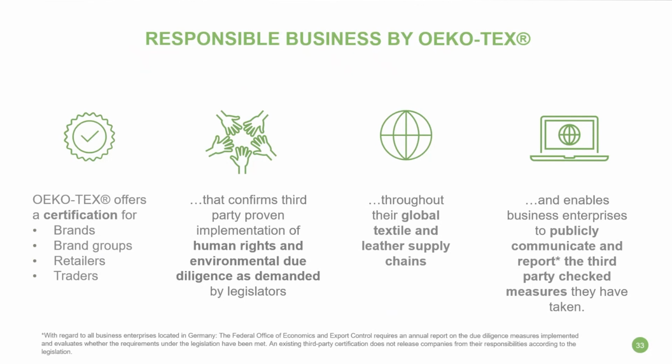So what we are doing at OEKO-TEX is we are offering a certification for brands, brand groups, retailers, and traders for Standard 100, and I think also leather, that confirms third-party proven implementation of human rights and environmental due diligence as demanded by legislations throughout their global textile and leather supply chains. This will enable business enterprises to publicly communicate and report the third-party checked measures they have taken.